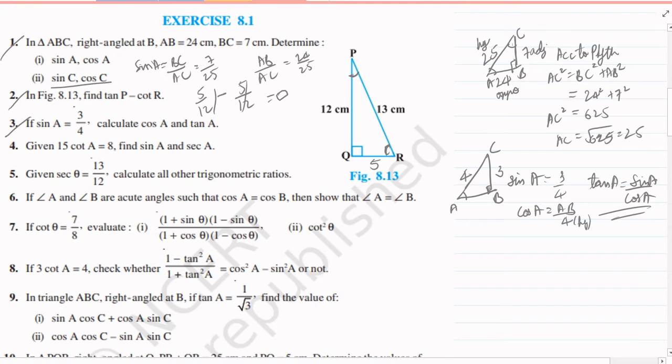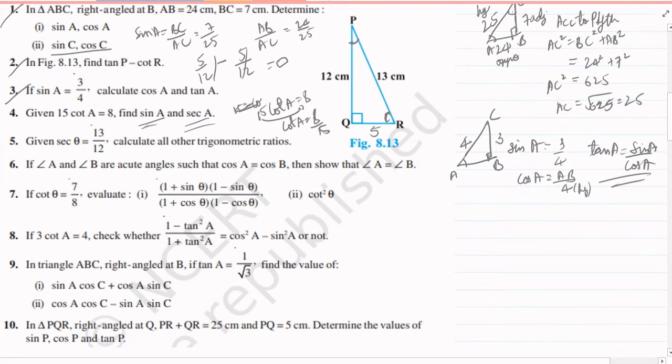Now the fourth question: given 15 cot A is equal to 8. Send this 15 here, so cot A is equal to 8 by 15. Now do the Pythagoras theorem, and find sin A, which is opposite by hypotenuse, and sec A.